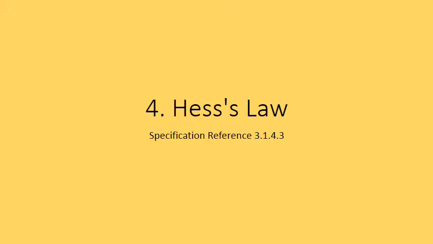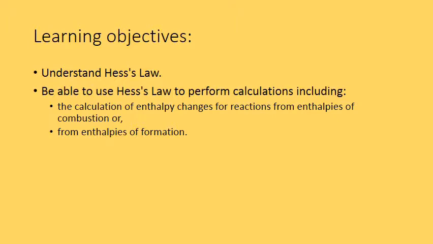This is the fourth video lesson in the energetics series, and now we're going to study Hess's law, as mentioned in one of the previous lessons on calculating molar enthalpy changes. This is an alternative way of calculating molar enthalpy changes, and it has specification reference 3.1.4.3. So first of all, let's have a look at our lesson objectives.